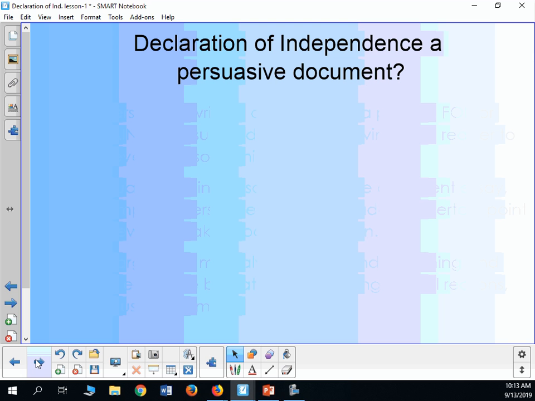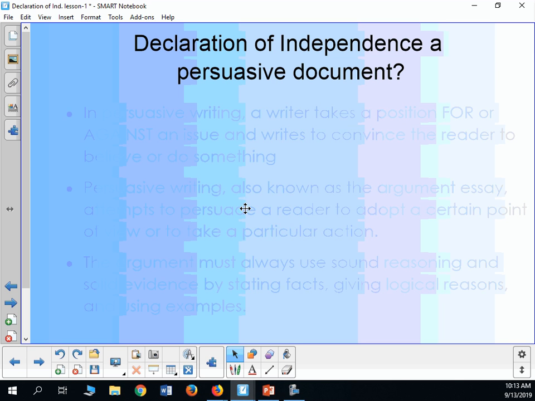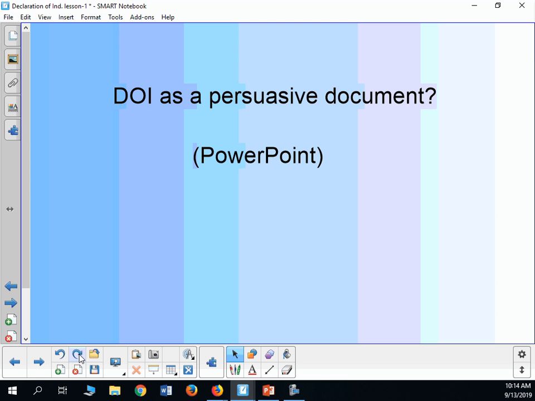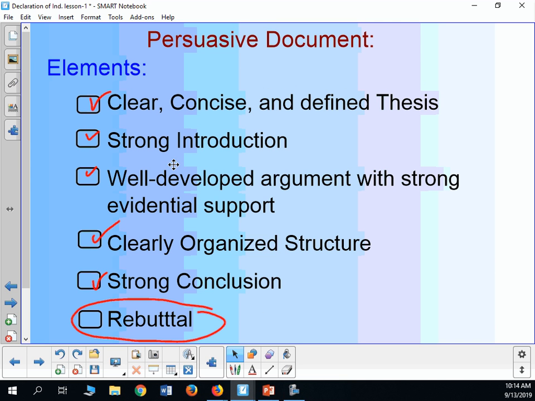And then after the movie is over, we're going to look at this idea of the declaration as a persuasive document. And this is a reminder of what a persuasive document is. And I'm not going to go over that other than to say that Jefferson did a really good job working hard to take on all of these characteristics of a persuasive document. So these are the elements of a persuasive document, and you should be writing these down.